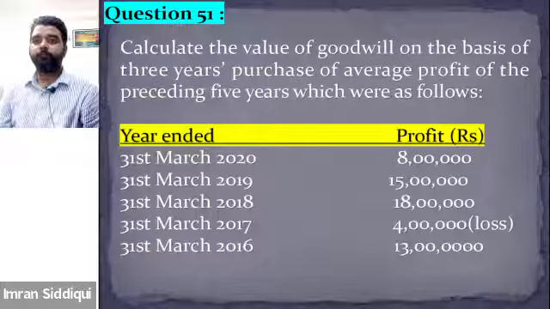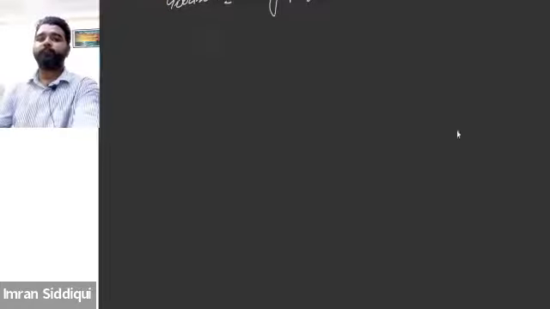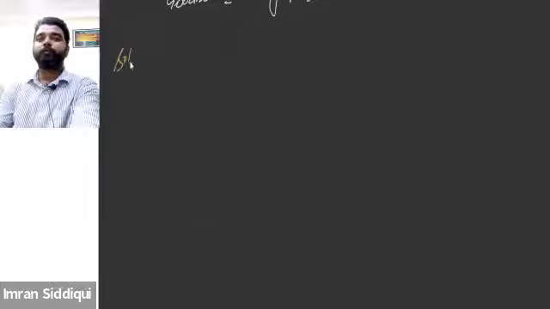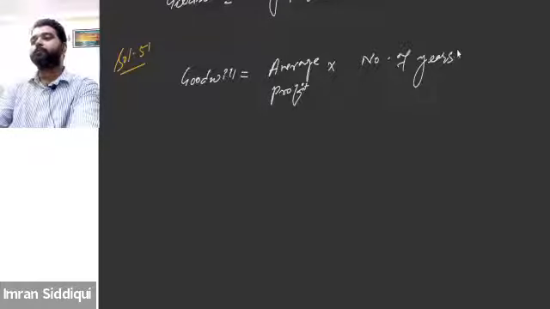Just a minute. Solving question number 51. Solution to question 51. In this question, we need to find out the value of goodwill, obviously by the average profit method. So we will multiply the average profit with the number of years purchased.